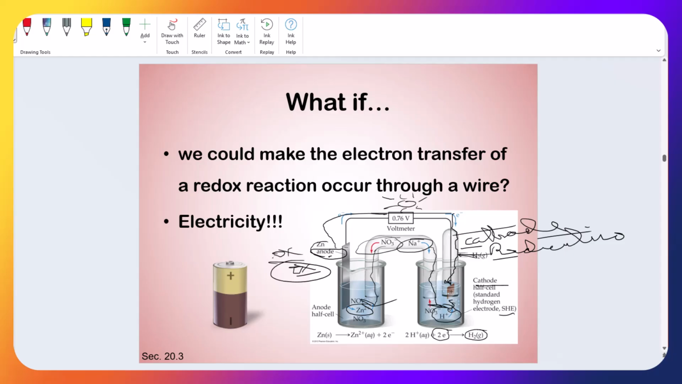Okay? And you'll notice that for the oxidation half reaction, you can see it right here. This is where zinc is being oxidized. In an oxidation half reaction, again, the electrons are on the product side. And in a reduction half reaction, the electrons are on the reactant side. All right, let's keep going.